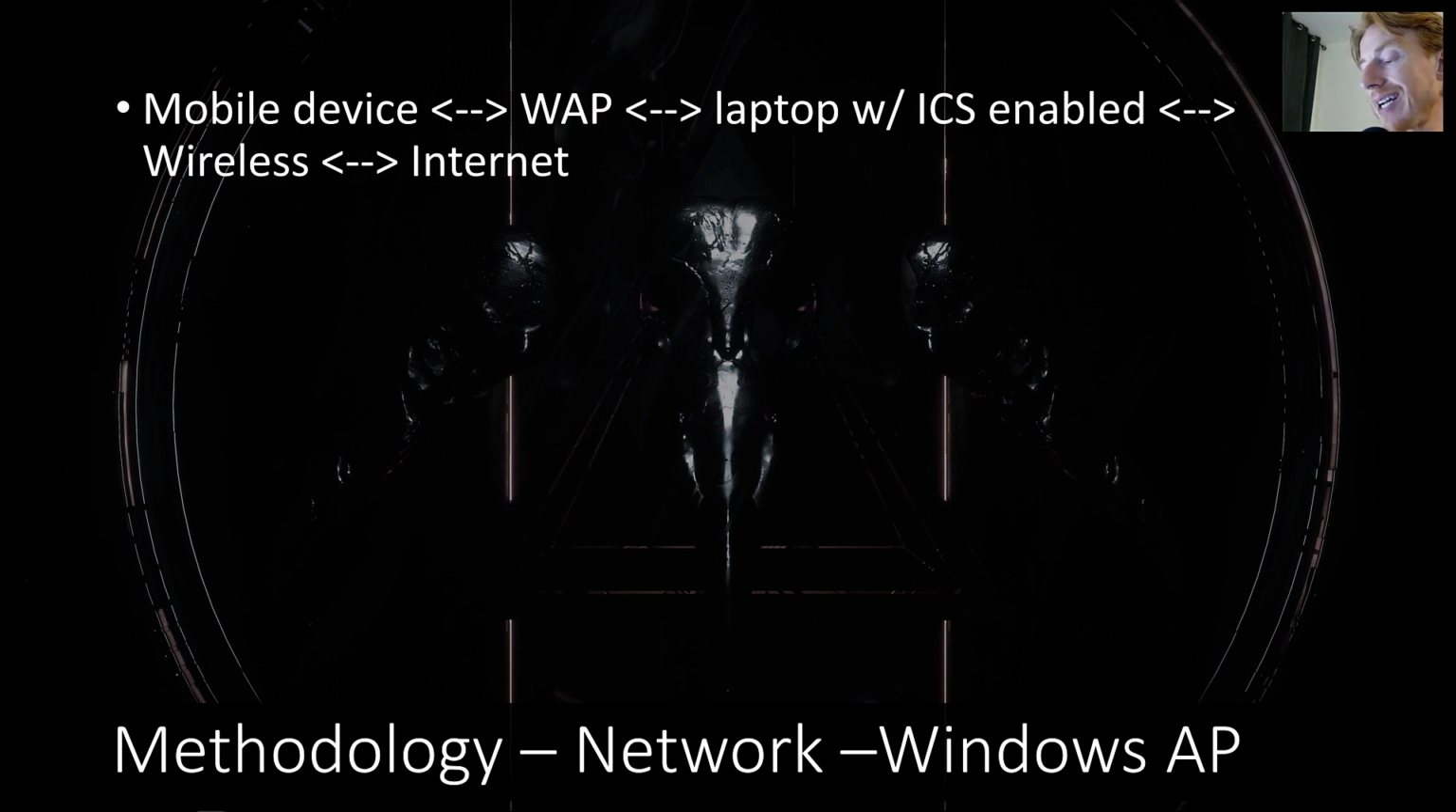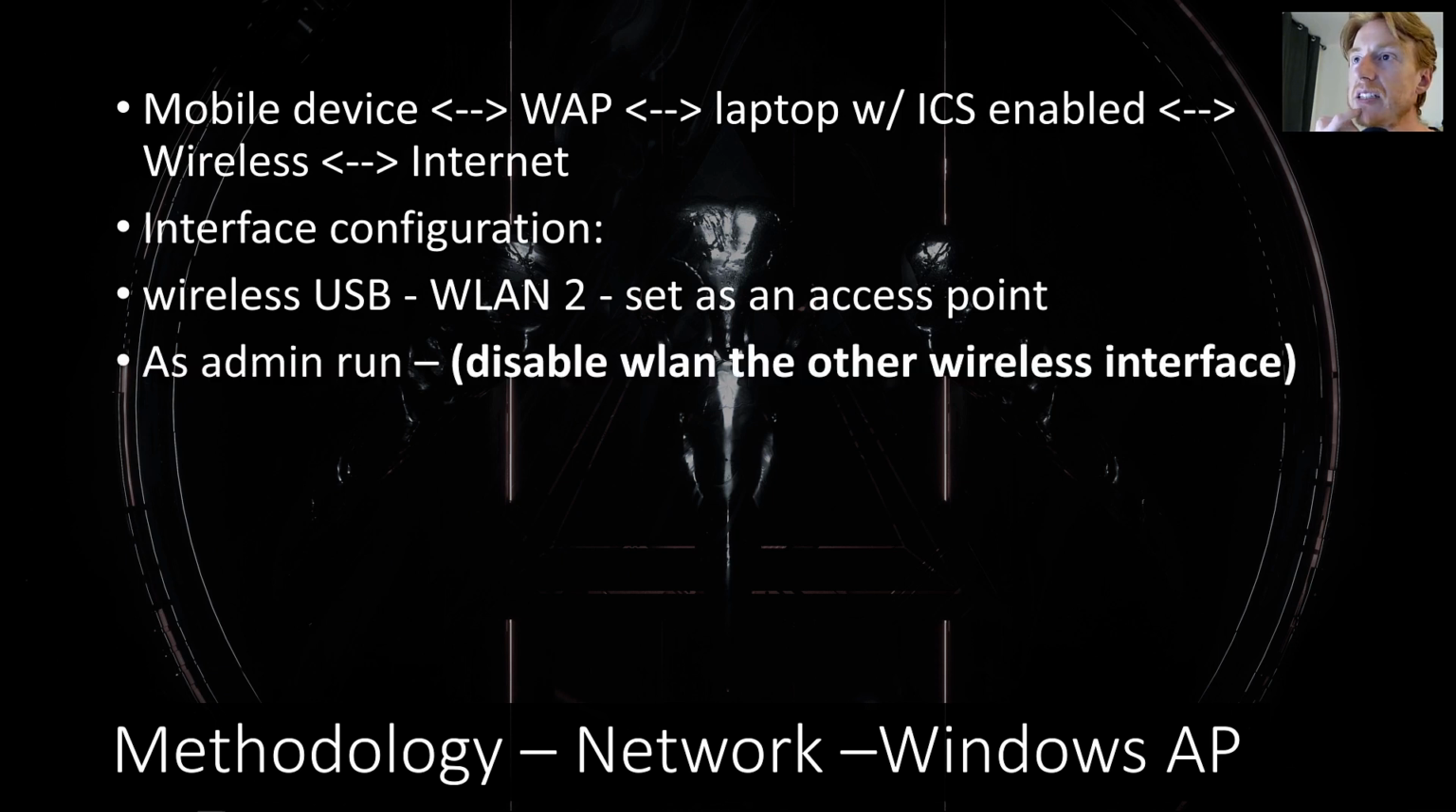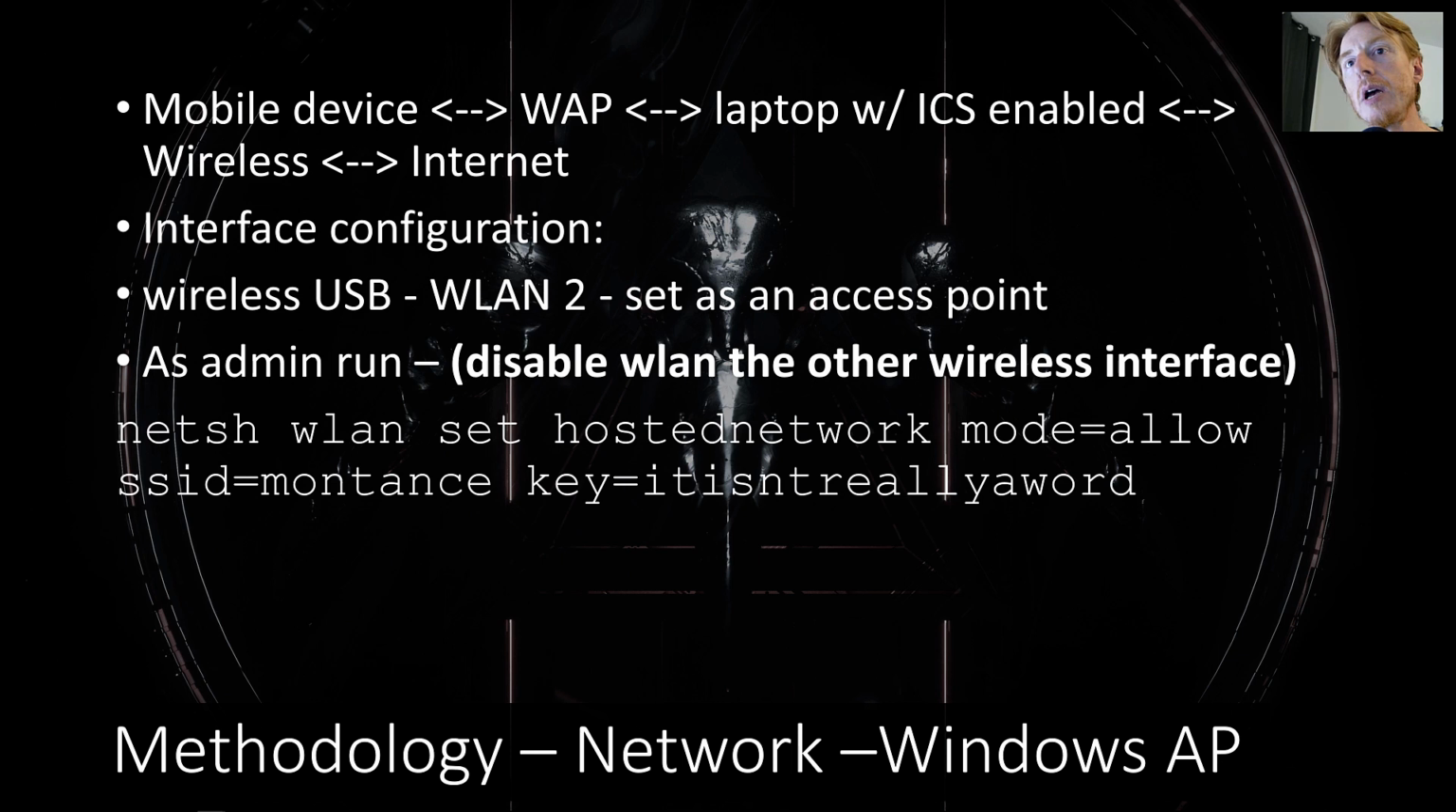So for the way that we're going to structure this, I have a Windows host, I have a connected USB device. So my USB device is basically the WLAN 2. In order to make this work, it's easier to disable the built-in Wi-Fi interface, then run this command: netsh wlan set hostednetwork mode=allow ssid=your SSID. I'm using Montans. And then key equals, it isn't really a word. And then this is what I would use as the passphrase when I connect my mobile device to the Montans ESSID.